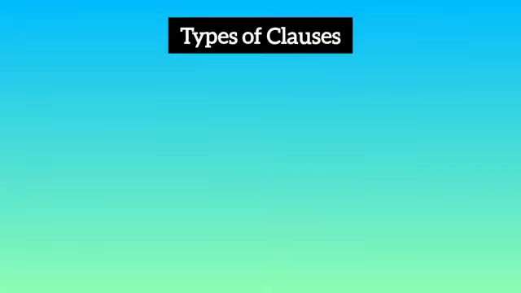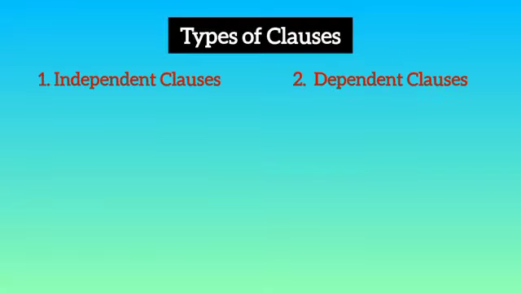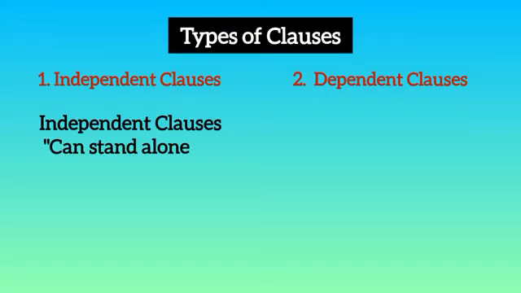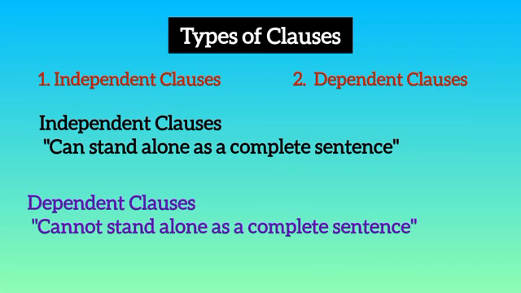There are two main types of clauses, independent and dependent. Independent clauses can stand alone as a complete sentence, while dependent clauses need an independent clause to make sense.